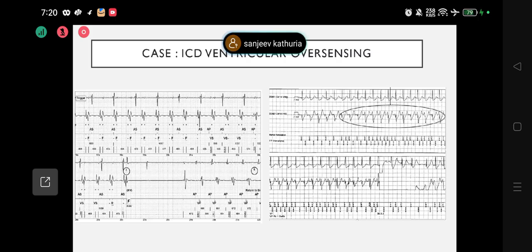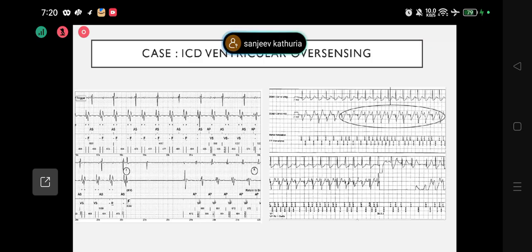I've already written. Now this slide has everything. I've already written ventricular oversensing. So tell us. Tell us, friends, what do you see in this ECG or EGM, intracardiac electrogram? Can anybody answer? Can anybody try? Try something.